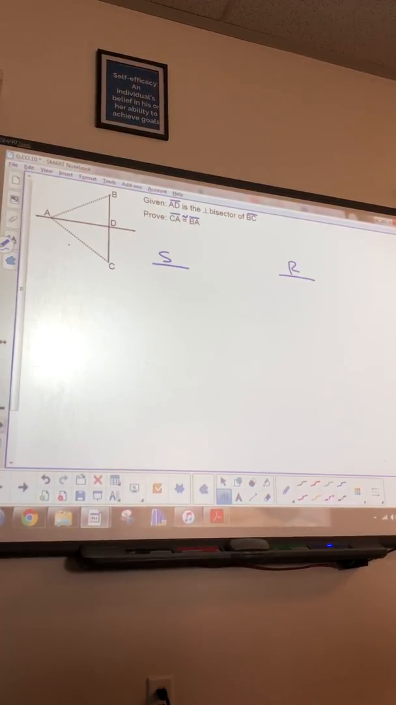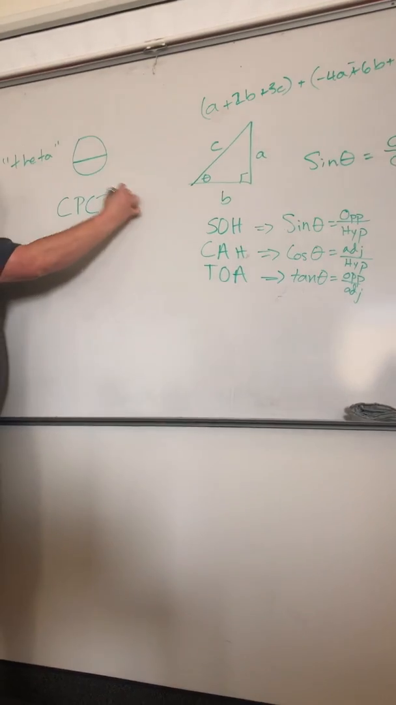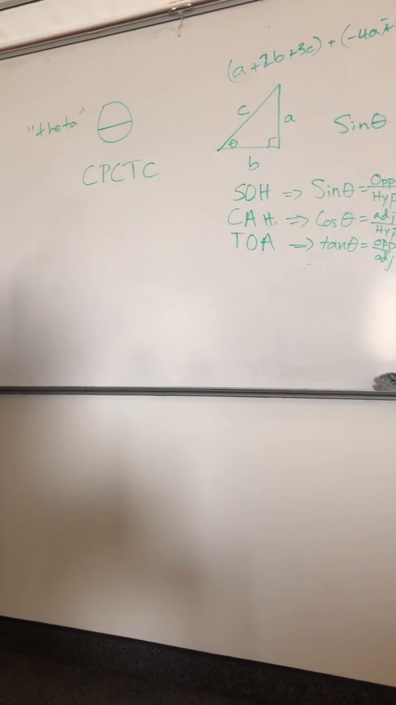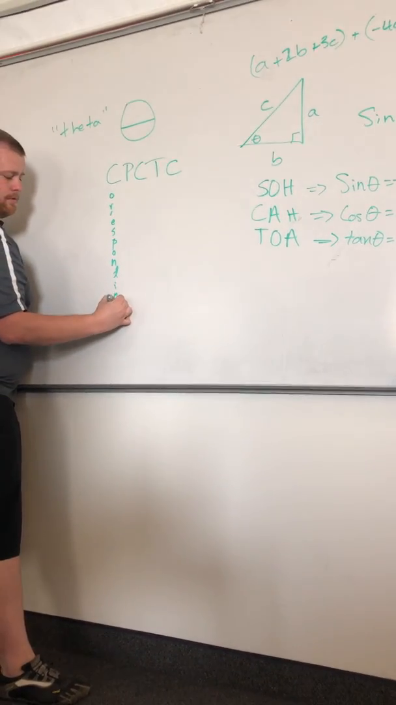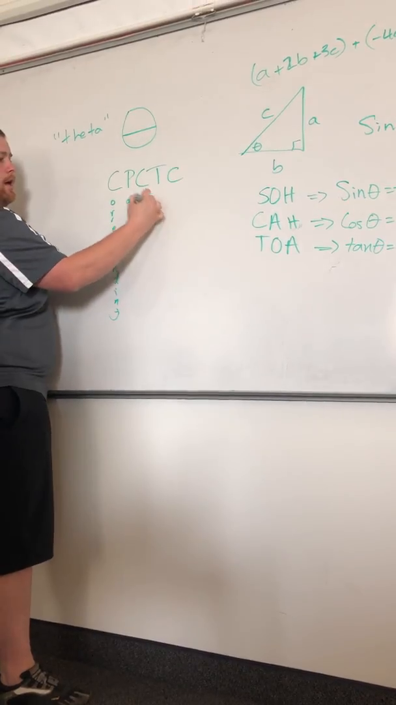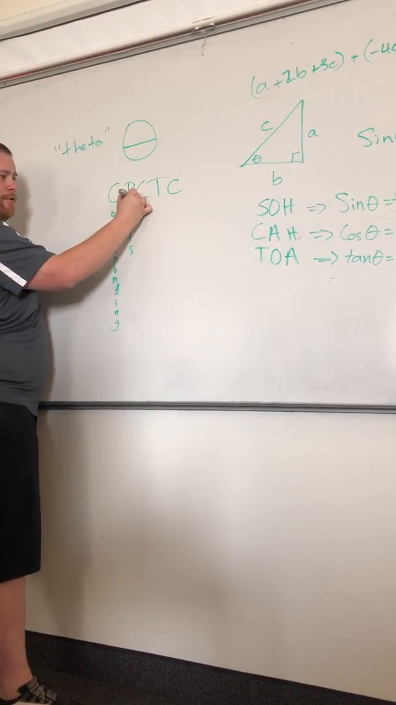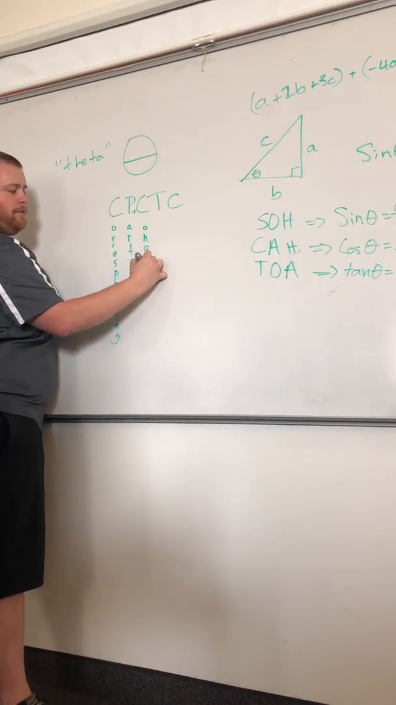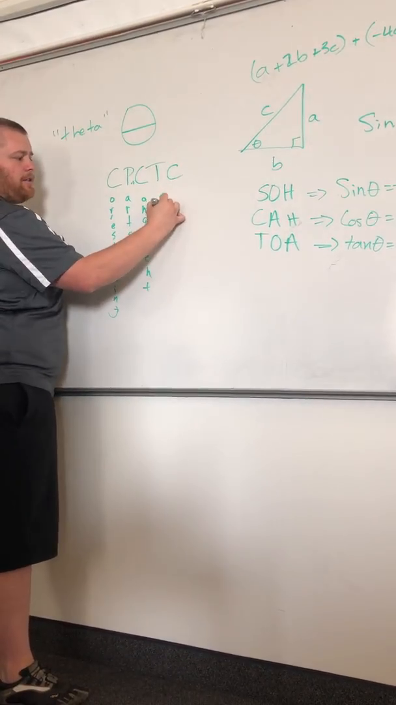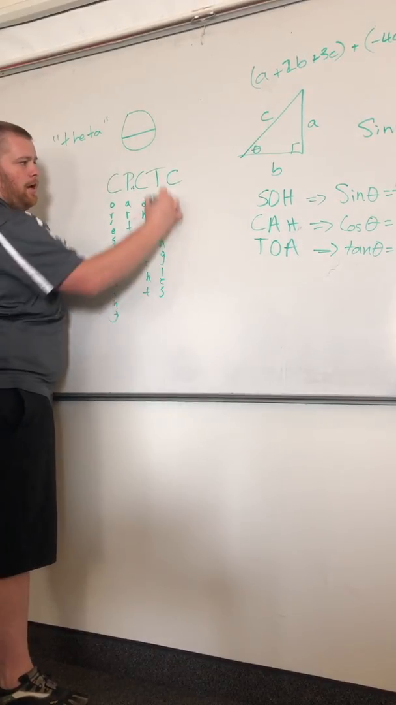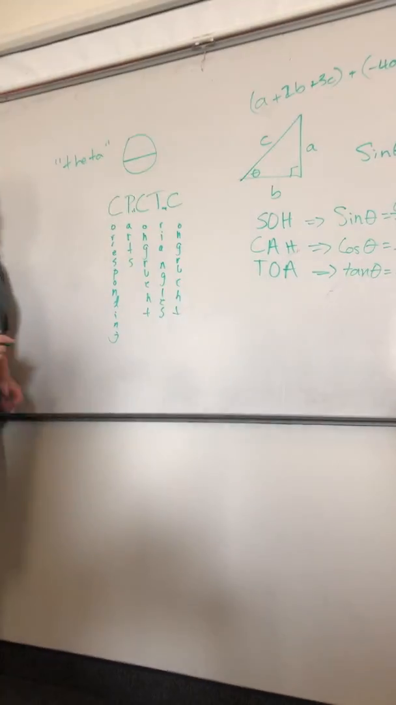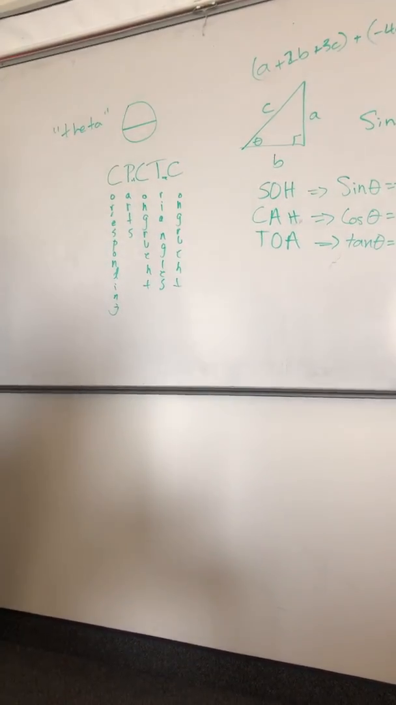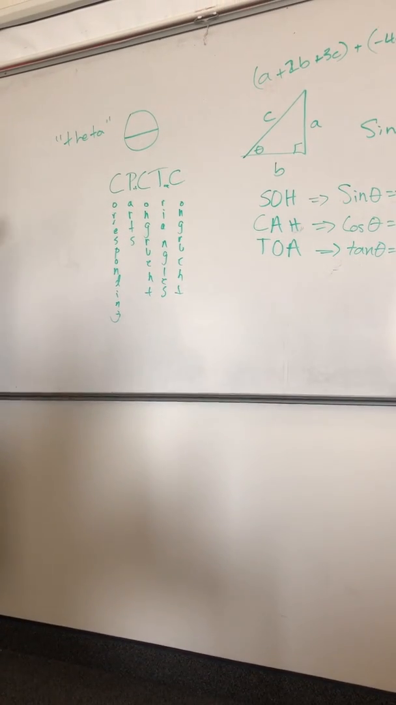Corresponding parts of congruent triangles are congruent. So that's what this means. Corresponding parts, and then technically there's an "of" right here, of congruent triangles are congruent. CPCTC. Say that five times fast. CPCTC.